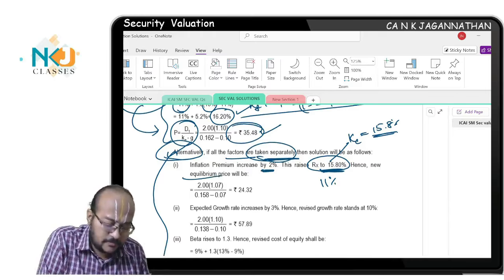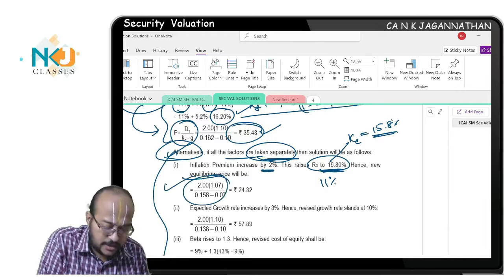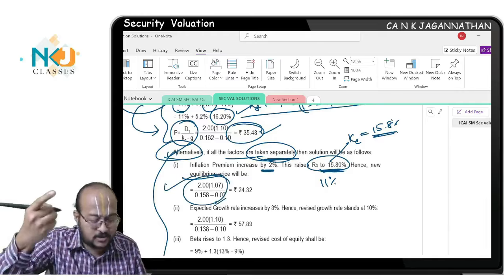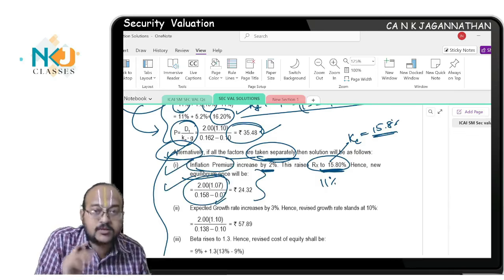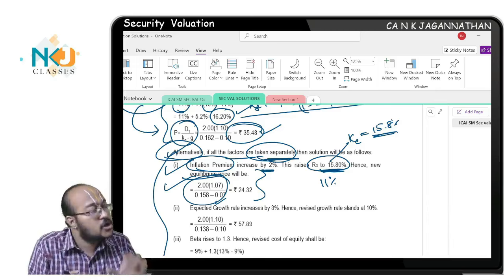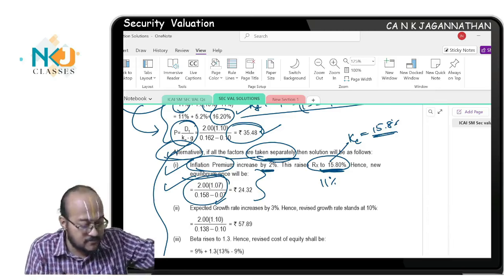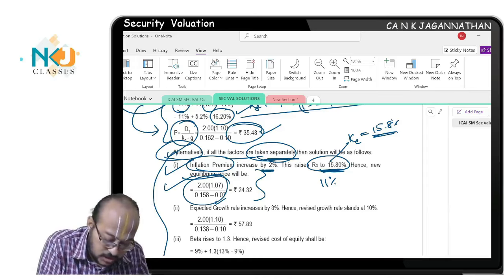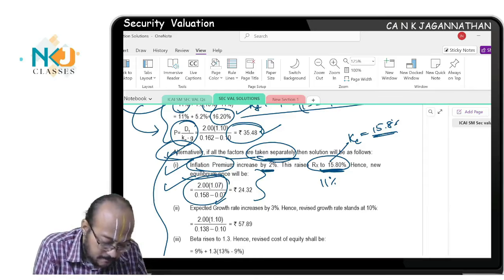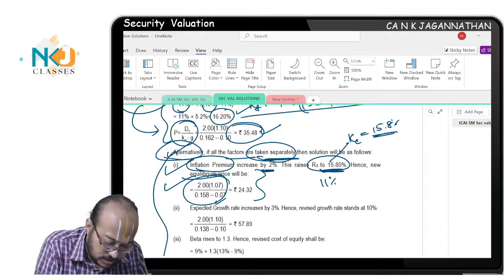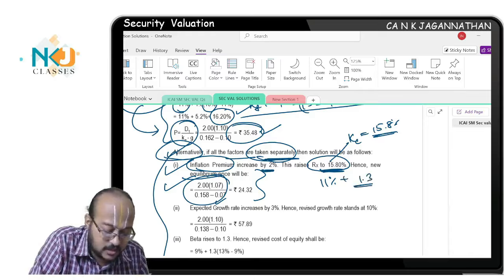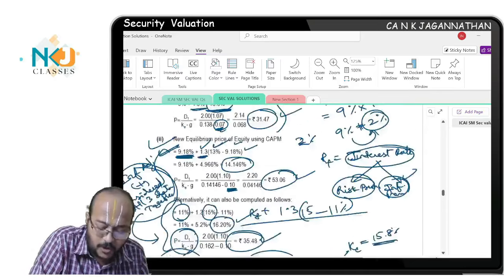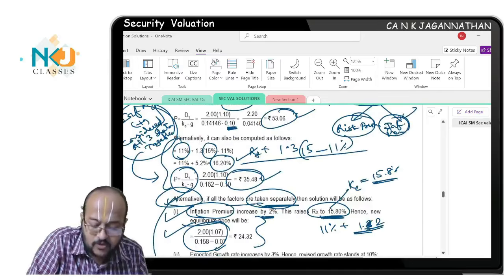Hence the new equilibrium price, you will consider the old growth rate, everything remains same. The 7% earlier growth rate was there. First when you consider the inflation effect, you will not consider the growth effect. Growth will remain same, as well as the beta also same. If you see, where is the beta? The beta also stays the same. 15.8 RF plus 1.3, only you will consider 1.2 or 1.3, initially 1.2. This 1.2 only you will consider, not 1.3.